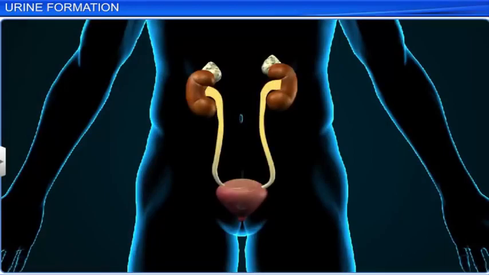Urine thus helps to eliminate the numerous waste compounds generated by our body. Urine formation is vital for human health, and it is difficult to survive without producing and eliminating it.